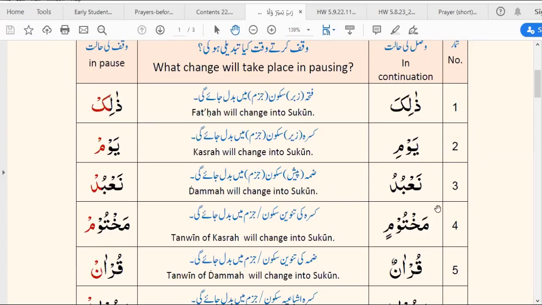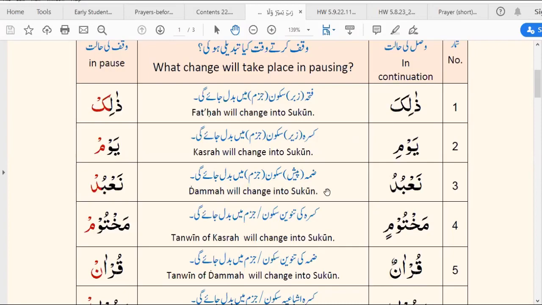Similarly, rule number 3, if you have a dhamma at the end, so this word is na'budu, but if you want to read it in waqf or with the pause at the end, all you do is take off the dhamma. So it's na'bud. These 3 I'm grouping together because they're similar rules. All you're doing is taking off the last haraka or the last sign, where I'm putting my hand, and you're replacing it with a sukoon. And if you read here, that's exactly what it's saying. Fatha will change into sukoon, kasra will change into sukoon, and dhamma will change into sukoon.